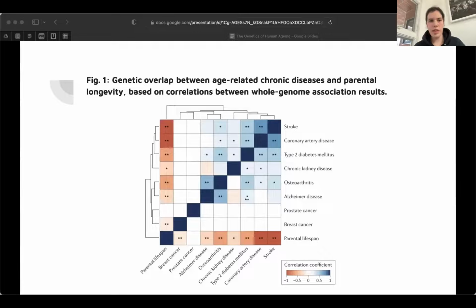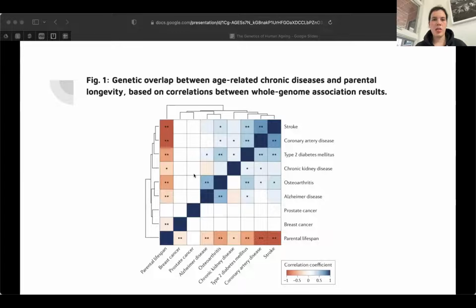So our first figure for you today is the genetic overlap between age-related chronic diseases and parental longevity. And so this is based on correlations between GWAS results as well. So they identified some of the most common age-related diseases and wanted to put them in association with parental lifespan to look at the correlation between, I guess, age of onset and the overall lifespan of that said adult.